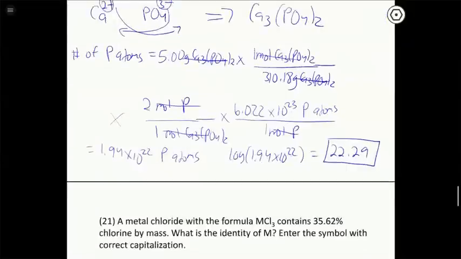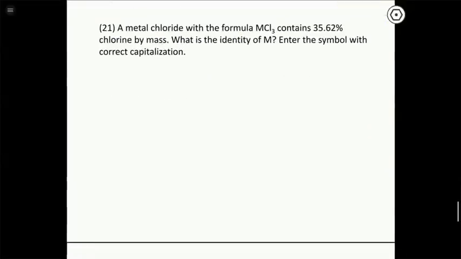Alright, number 21. We're getting a little bit low on time, so we need to motor here. I guess we have 3 more. Alright, a metal chloride with the formula MCl3 contains 35.62% chlorine by mass. What is the identity of M? There are some problems like this in the final, which I don't know if we've gone through before, so let's figure out our approach for this.